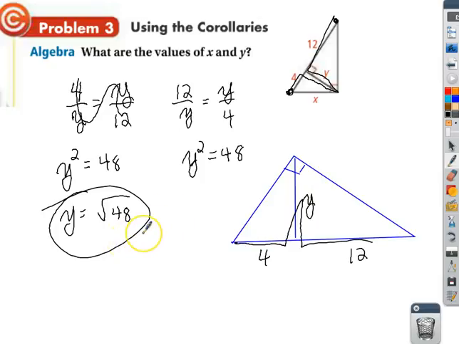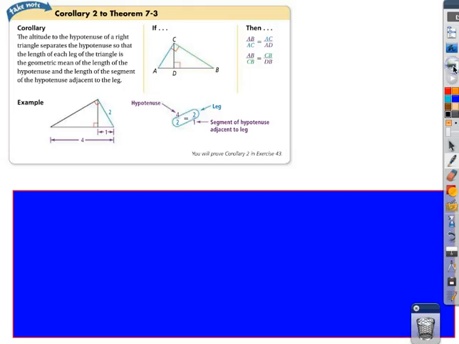All right. So how do you find x? That's a great question. Well, x is going to be found by using this corollary. And this corollary says that the altitude of the hypotenuse of a right triangle separates the hypotenuse so that the length of each leg of the triangle is a geometric mean of the length of the hypotenuse and the length of the segment of the hypotenuse adjacent to the leg. So what that means is basically AC is the geometric mean between AD and AB, and CB is the geometric mean between DB and AB.